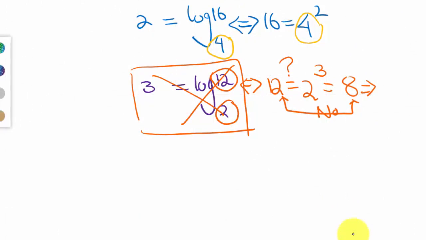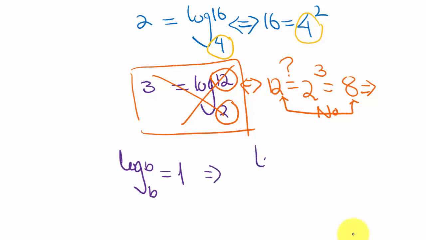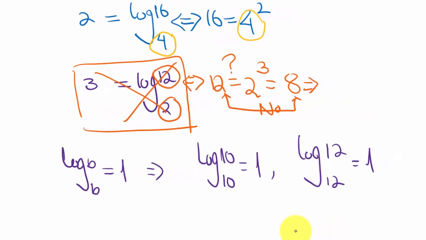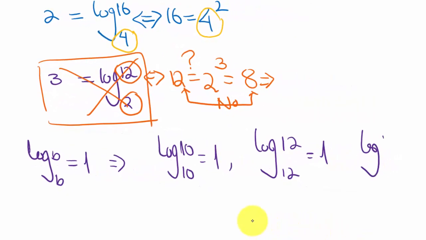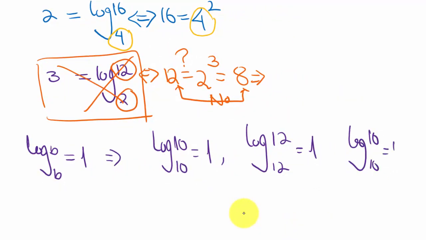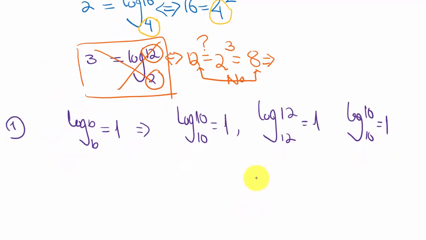The first property of the logarithm was saying that if you have the base and the number the same, you get equal to 1. For instance, log of 10 in the base of 10 is equal to 1. Log of 12 in the base of 12 is equal to 1, and so on and so forth. This was the first property of the logarithm.